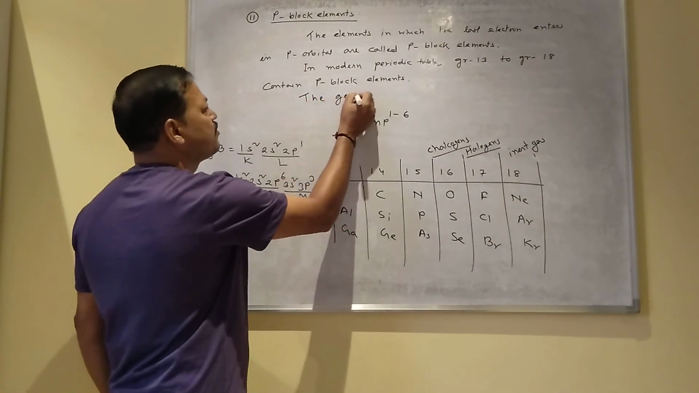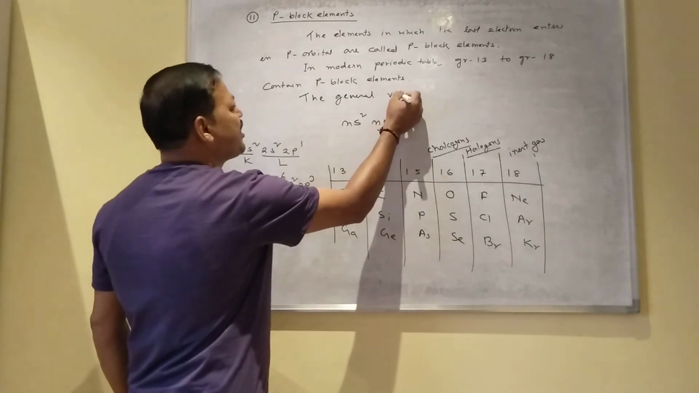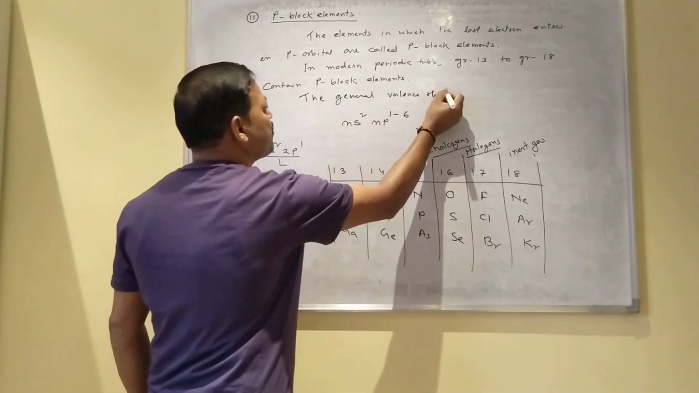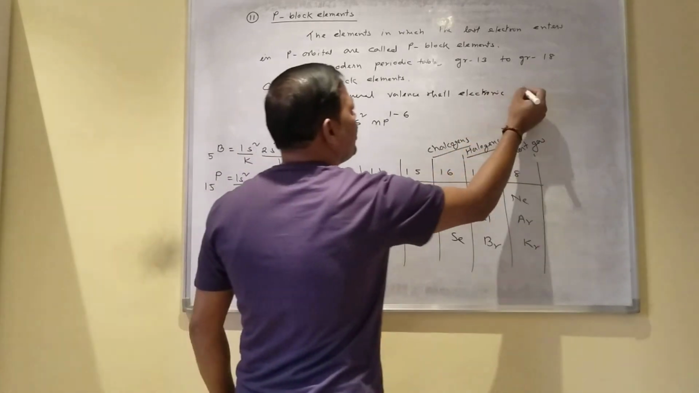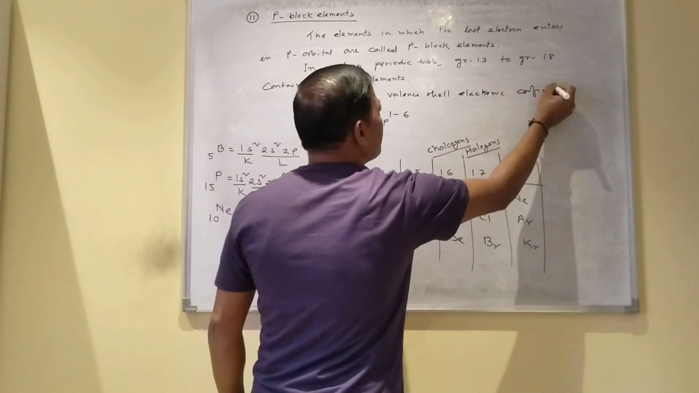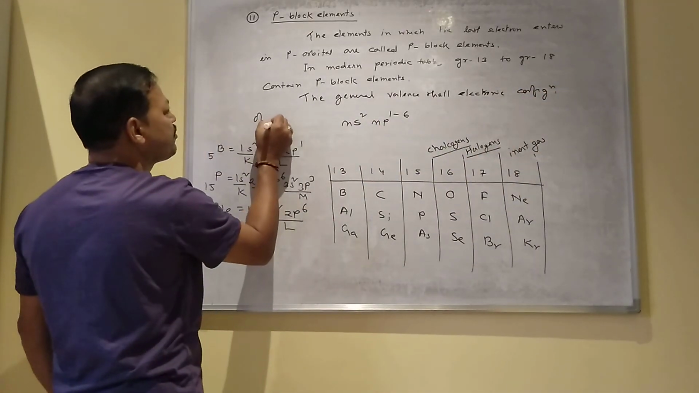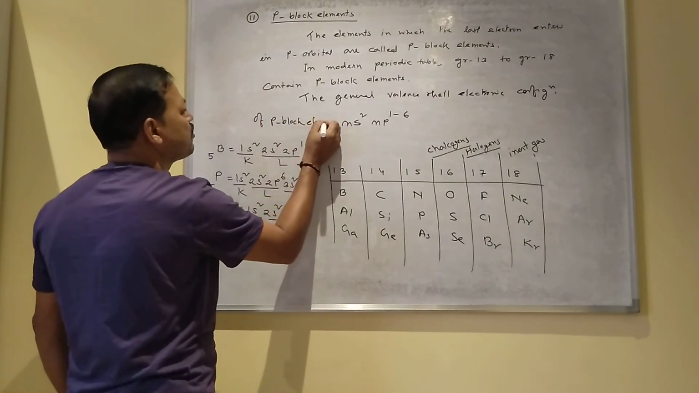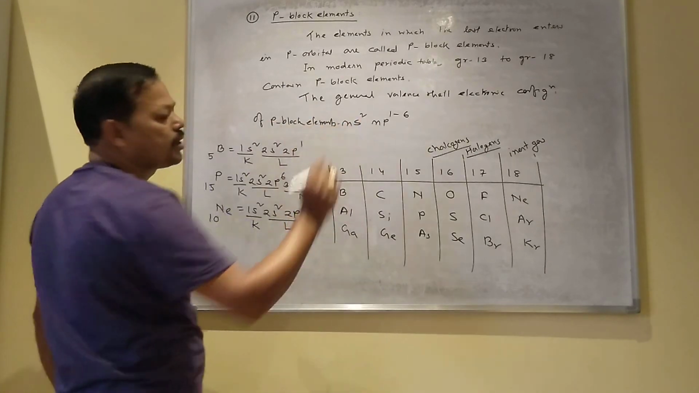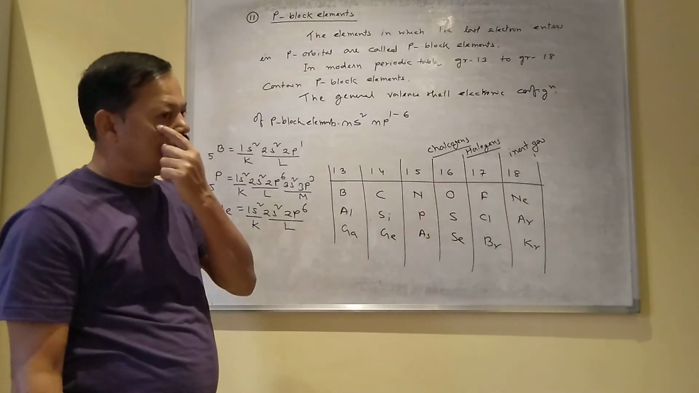The general valence shell electronic configuration of p block elements is this one, ns2, np 1 to 6.